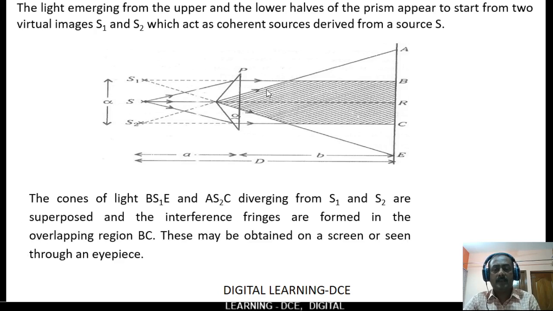The cones of light BS1E and AS2C, diverging from the sources S1 and S2, are superposed and the interference fringes are formed in the overlapping region BC. In this region BC, the fringes may be obtained on a screen or seen through the eyepiece.